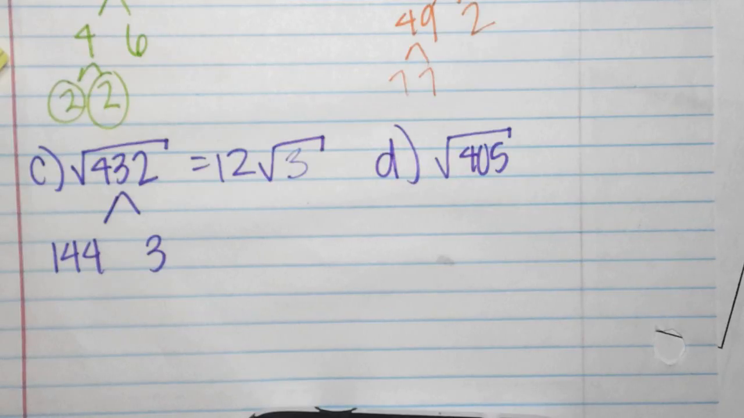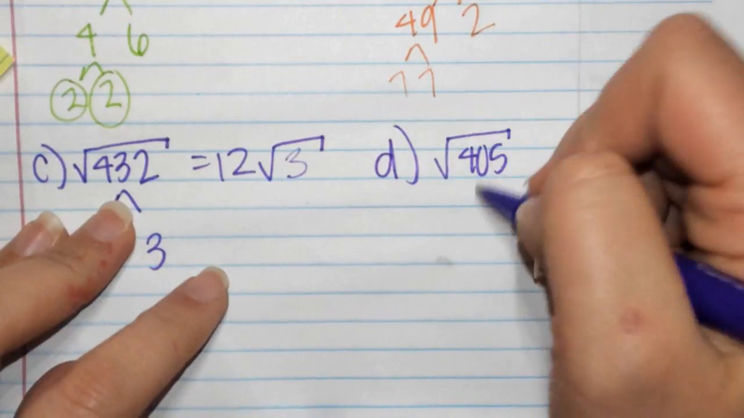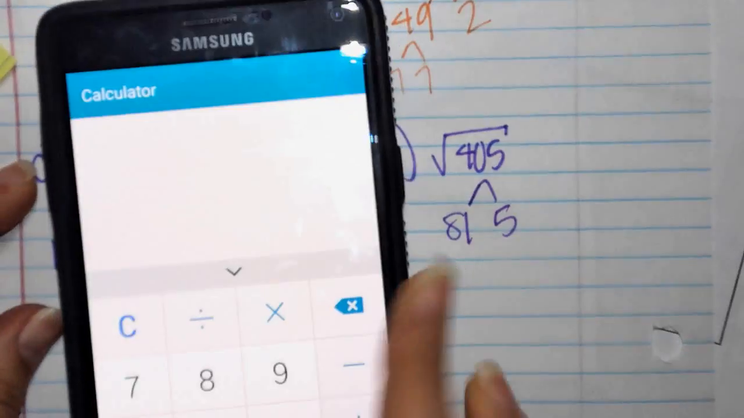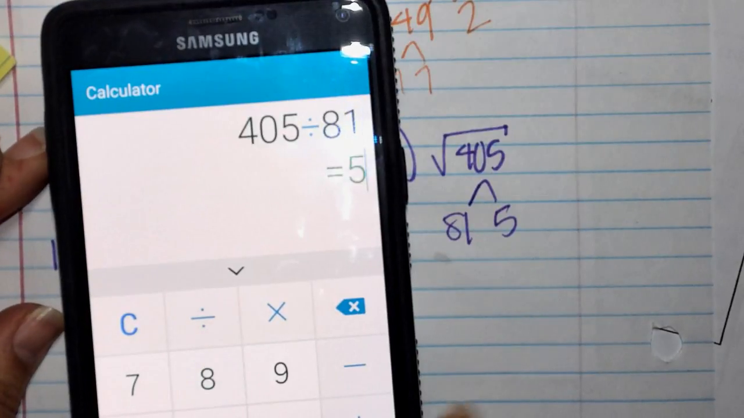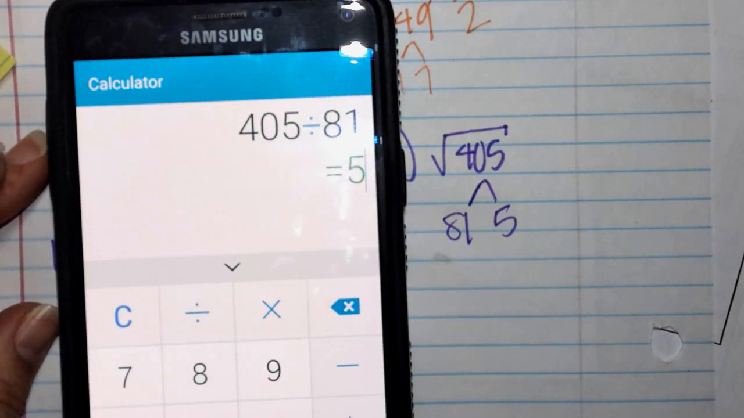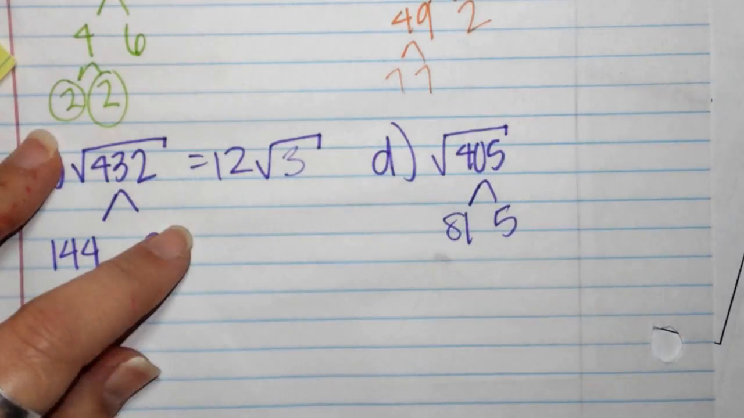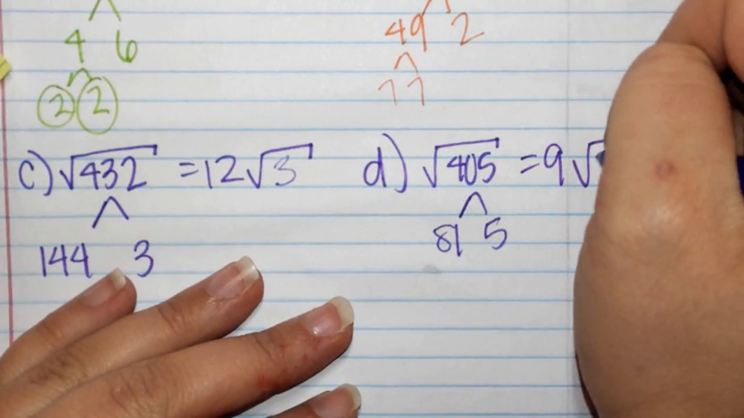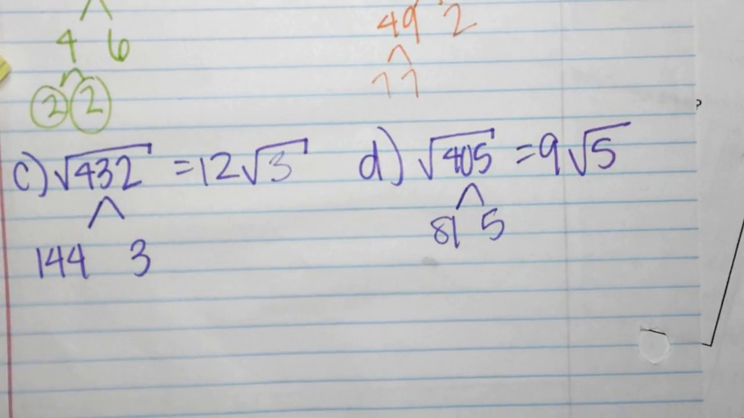How do you divide? Okay. 81. It's 81. 81 times 5. Okay, you do 405 and you divide it by 81. Alright, what's the square root of 81? 9. So it's 9 root 5. This is so easy. Alright, una más.